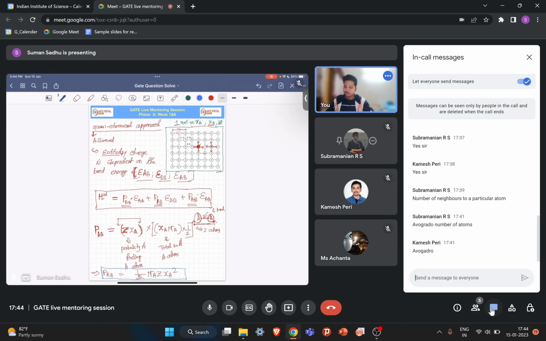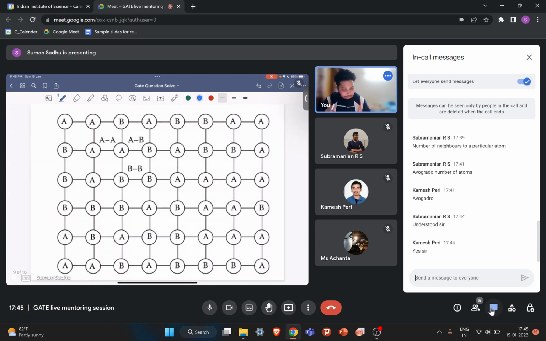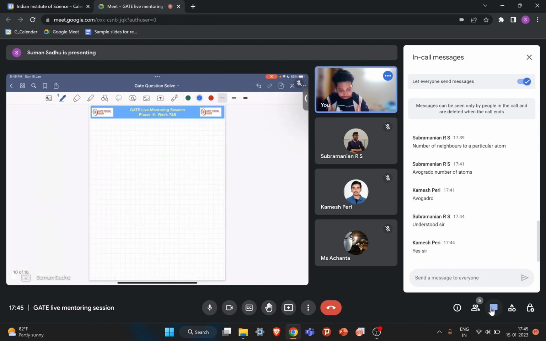Everyone understood? Okay, so I hope no one has any doubt up to this part. Similarly, can anyone tell me what will be the PBB? What will be the PBB? Half into NaZ, and in this case it will be XB square, right?